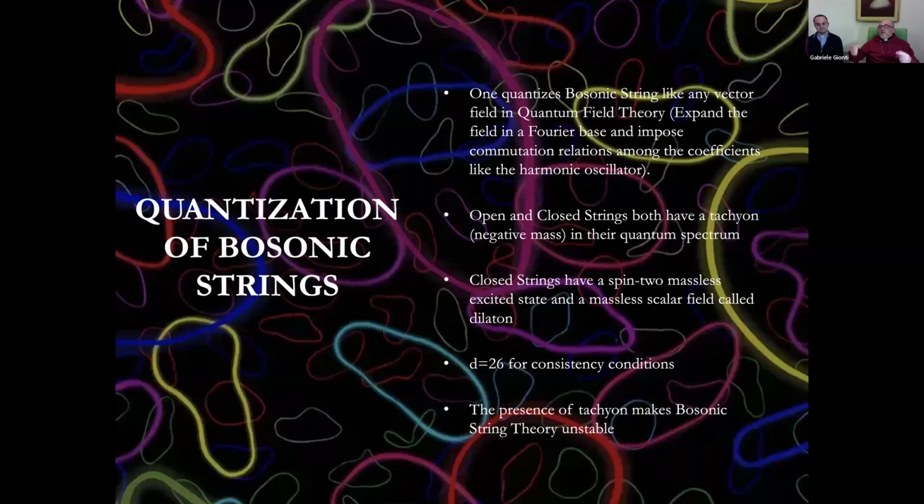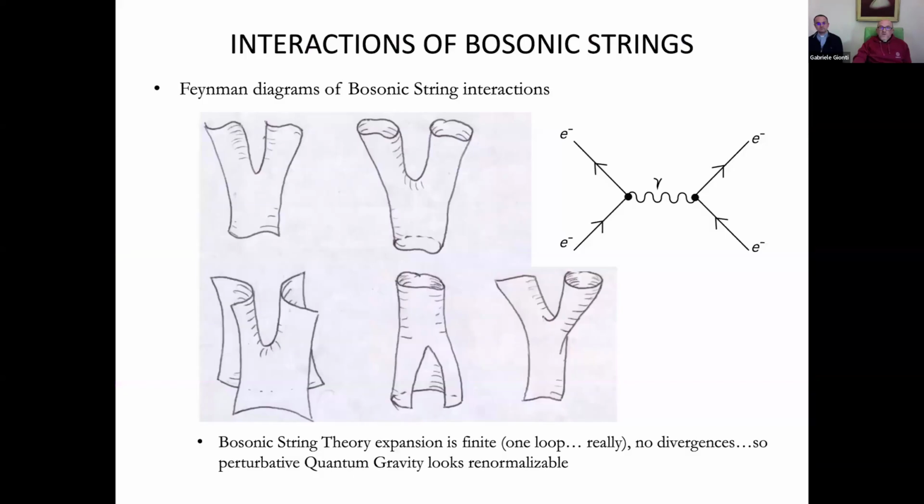open strings. But technically this theory has some problems, because it makes sense only in 26 dimensions. Otherwise, we have an anomaly that is called the conformal anomaly. The presence of tachyons, anyway, makes string theory unstable. So this is in general what happens. In physics, you have what are called Feynman diagrams for particles. Now, for strings, we have the equivalent of Feynman diagrams, which are interactions of strings: closed strings, open strings, and interactions of open and closed strings.